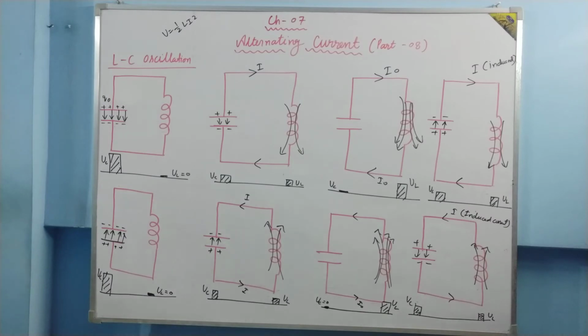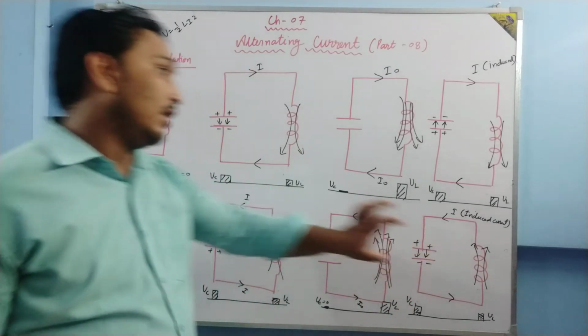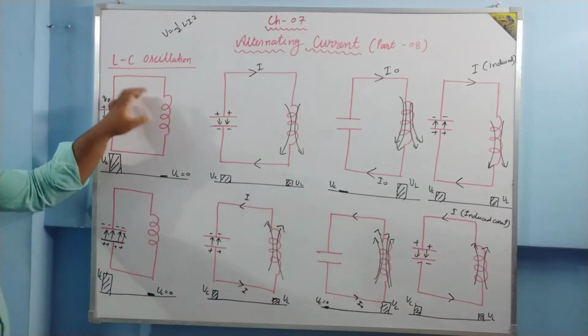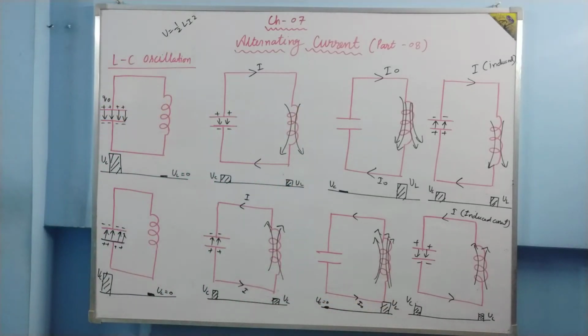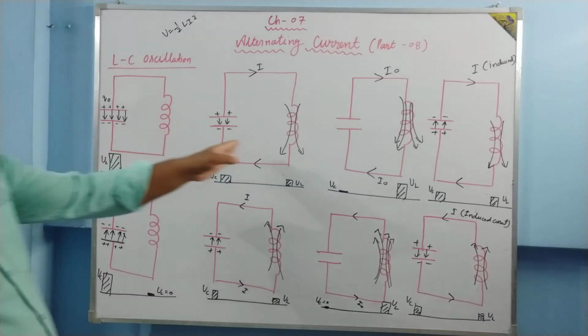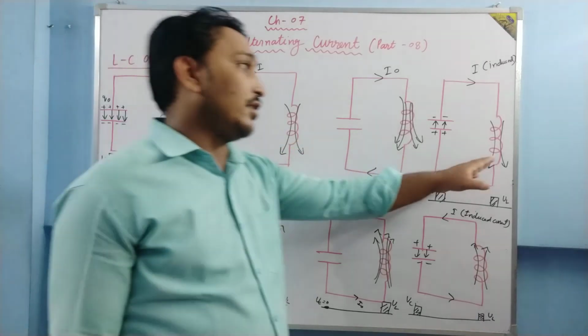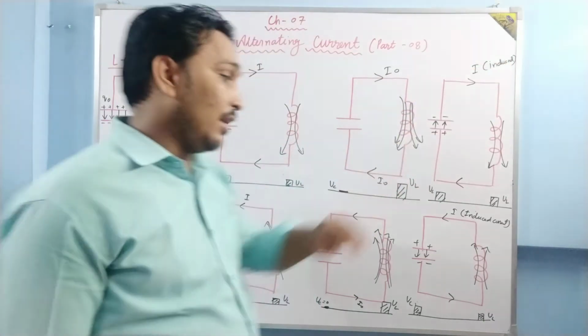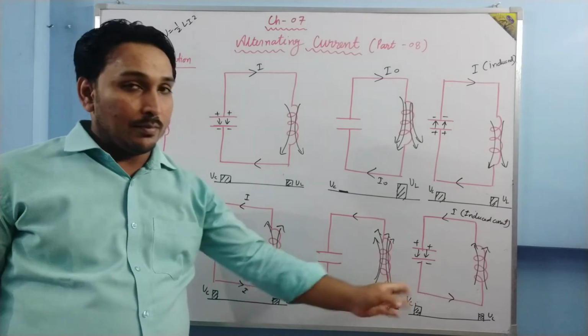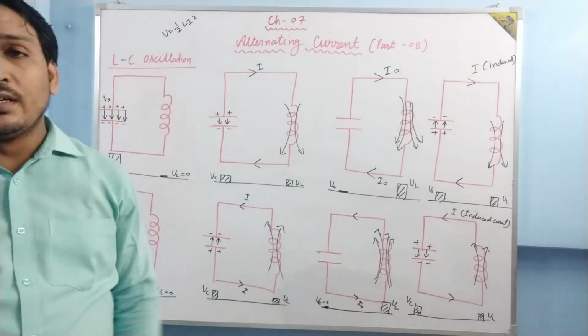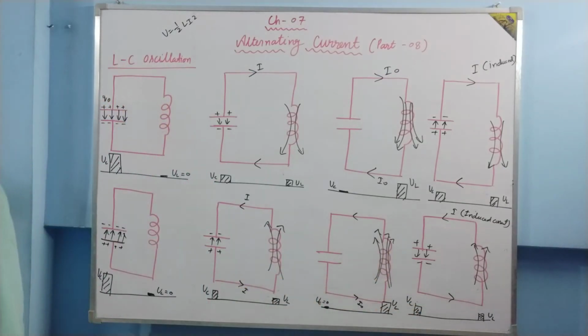So after a while, what happens? After this state is reached, the same process goes on. So this is how the LC oscillations take place. First the capacitor discharges itself across the inductor, then the inductor charges the capacitor with the help of the induced current, then again the capacitor discharges itself through the inductor, and again the inductor charges the capacitor through the induced current. So this goes on in the circuit, and this is what LC oscillation is all about.